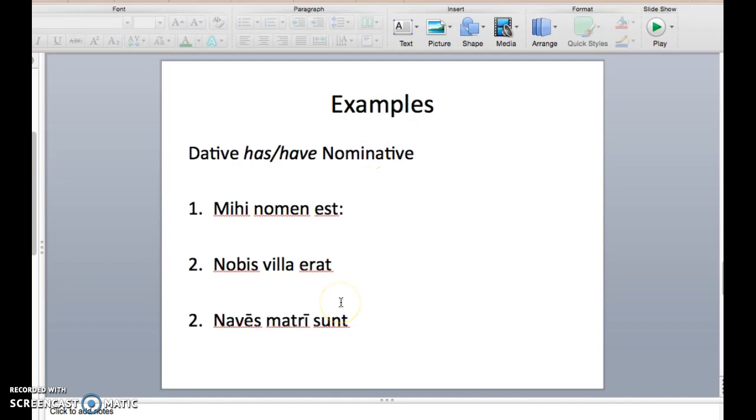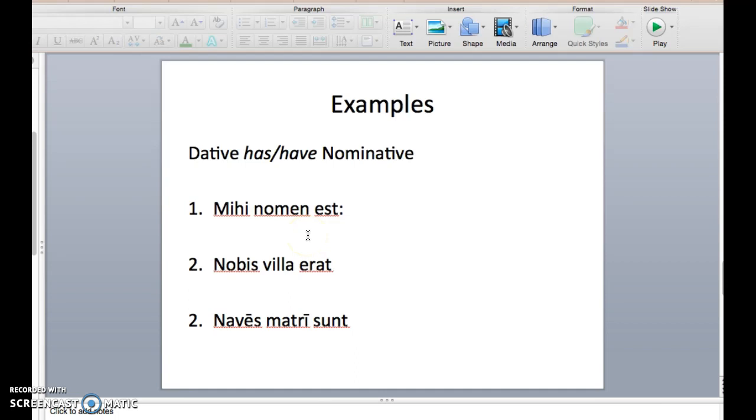Here are some examples. You can try it on your own now if you'd like and pause the video. But I'm going to walk you through a couple. So maybe you want to pause it after you've heard me walk you through a couple more examples and see if you can do one or two on your own. All right. So first off is one we've seen many times before, mihi nomen est.